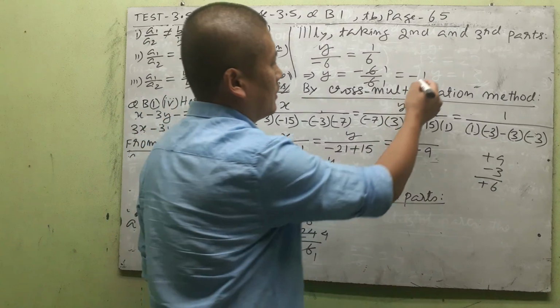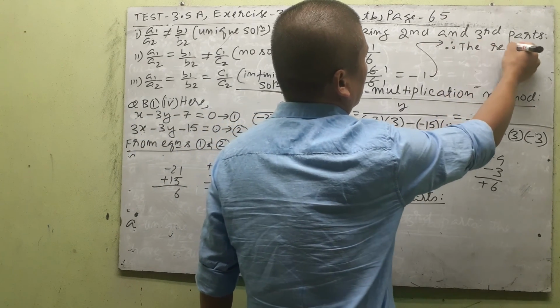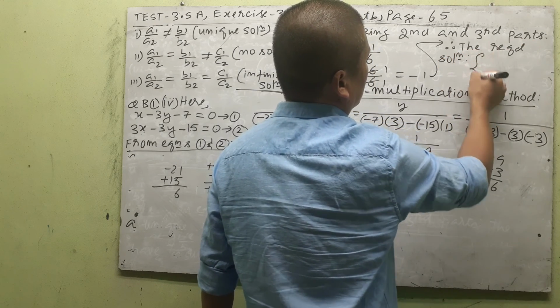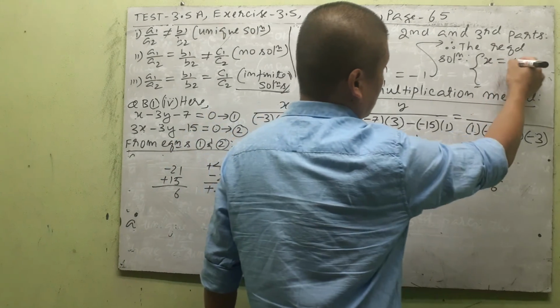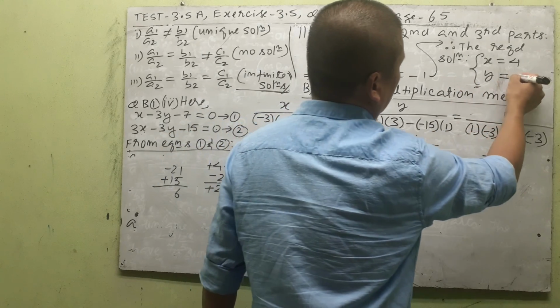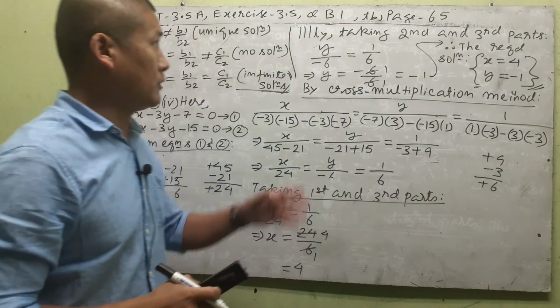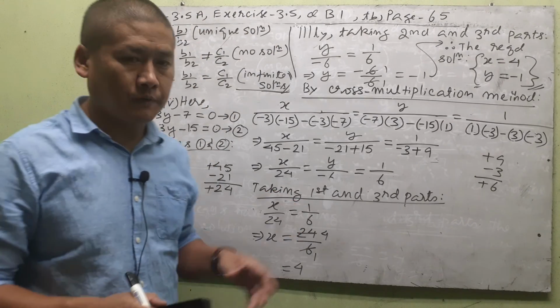So finally we can write down, therefore the required solution is here, x value equal to here 4 and y value here equal to minus 1. So that completes the part 4 test 3.5. Hey, I hope you've got it. Okay.